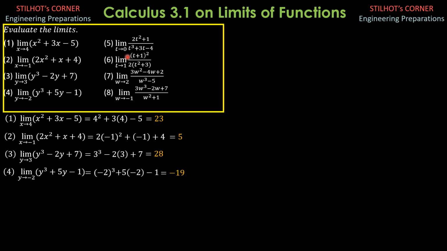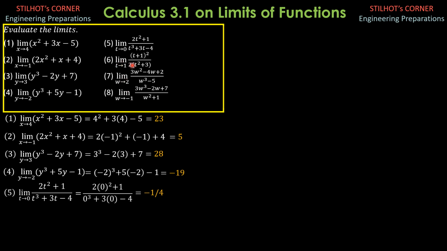Number 5, limit of quantity 2t squared plus 1 over t cubed plus 3t minus 4, as t approaches 0. Although there is a denominator here, this is a fraction, the denominator is negative 4 when t approaches 0, so there's no problem with this. So all you have to do is substitute t is 0. So 2 times 0 squared plus 1, the numerator remains 1, over denominator 0 cubed plus 3 times 0 minus 4, the denominator remains negative 4, so the limit is negative 1/4.